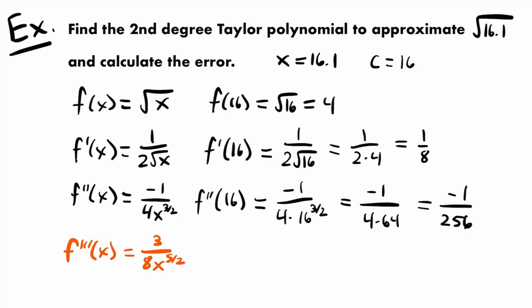All right, now we don't need to evaluate our third derivative at that value of c, at least not yet. Maybe we will when we go to calculate the error, but that's going to depend on whether 16 or 16.1 will give us the bigger error. All right, but we'll worry about that later.